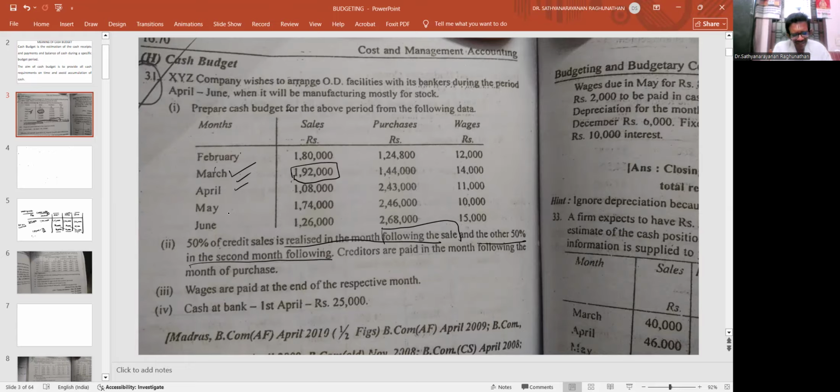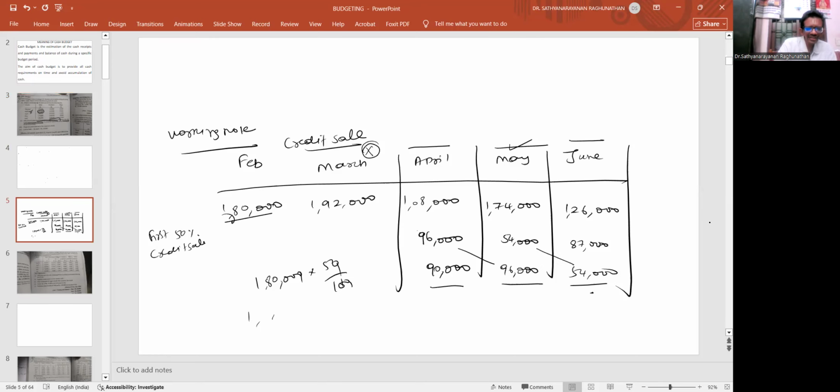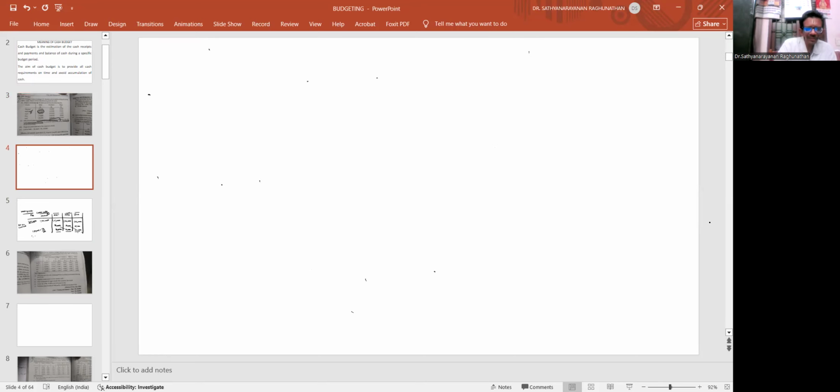Wages are paid at the end of the respective month. There is no lag in the payment of wages. So April month wage is paid in April itself, May in May itself, June in June itself. There is no lag. And then cash at bank on 1st April is rupees 25,000. So this opening balance should come under the cash receipts. Now let us start working out the problem.